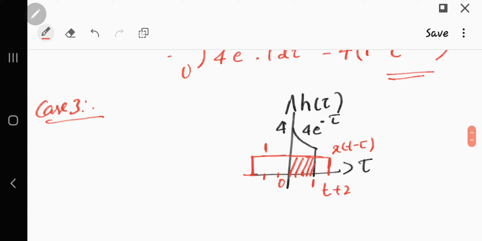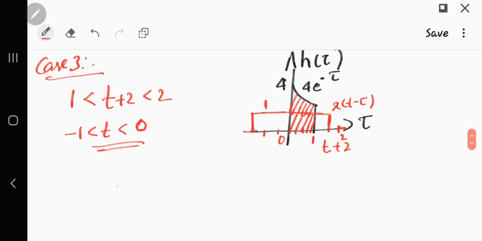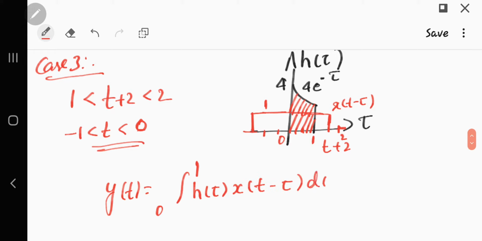And this is the overlapping region. So how do you define the case? You can see this. I have placed this in between 1 and 2. So t plus 2 is less than 2 and greater than 1. If you simplify this, it gives minus 1 to 0. Now the overlapping region is 0 to 1. So this complete part is overlapped. So y of t is equal to the integral of 0 to 1 h of tau x of t minus tau d tau.